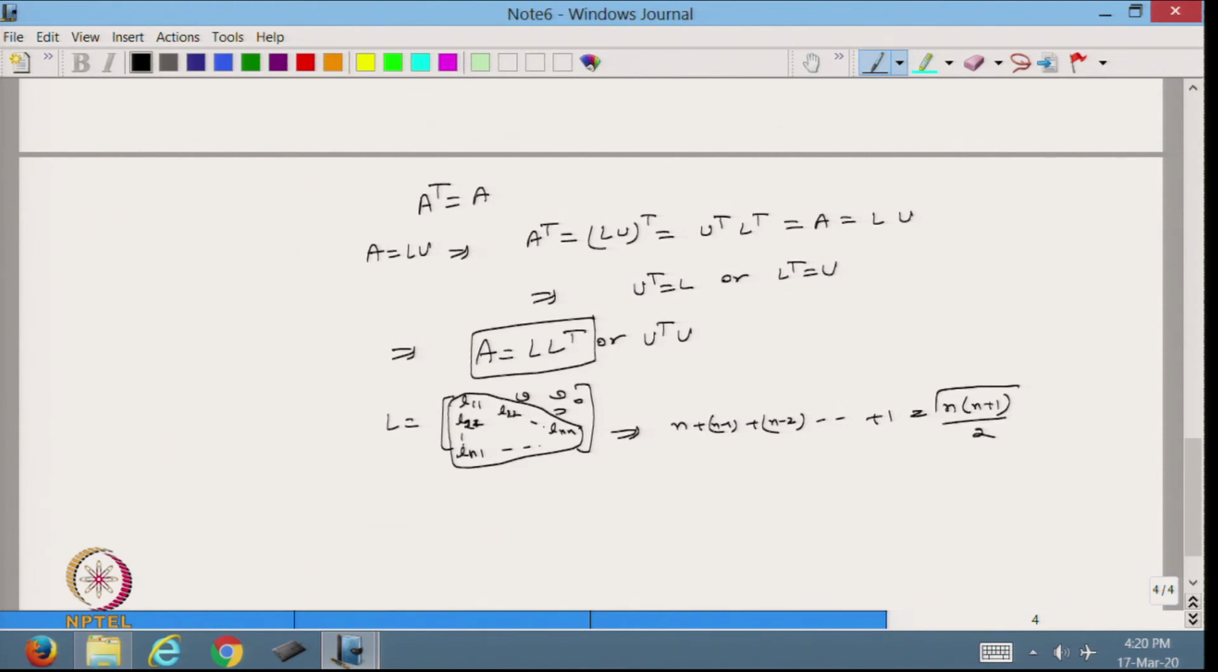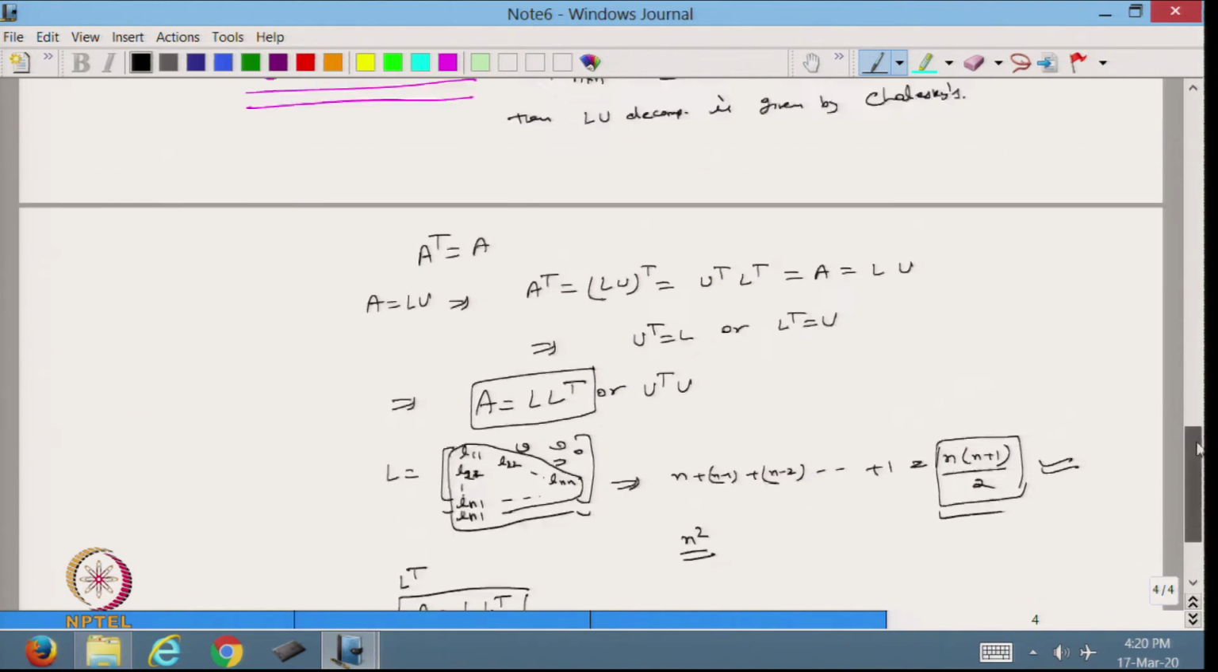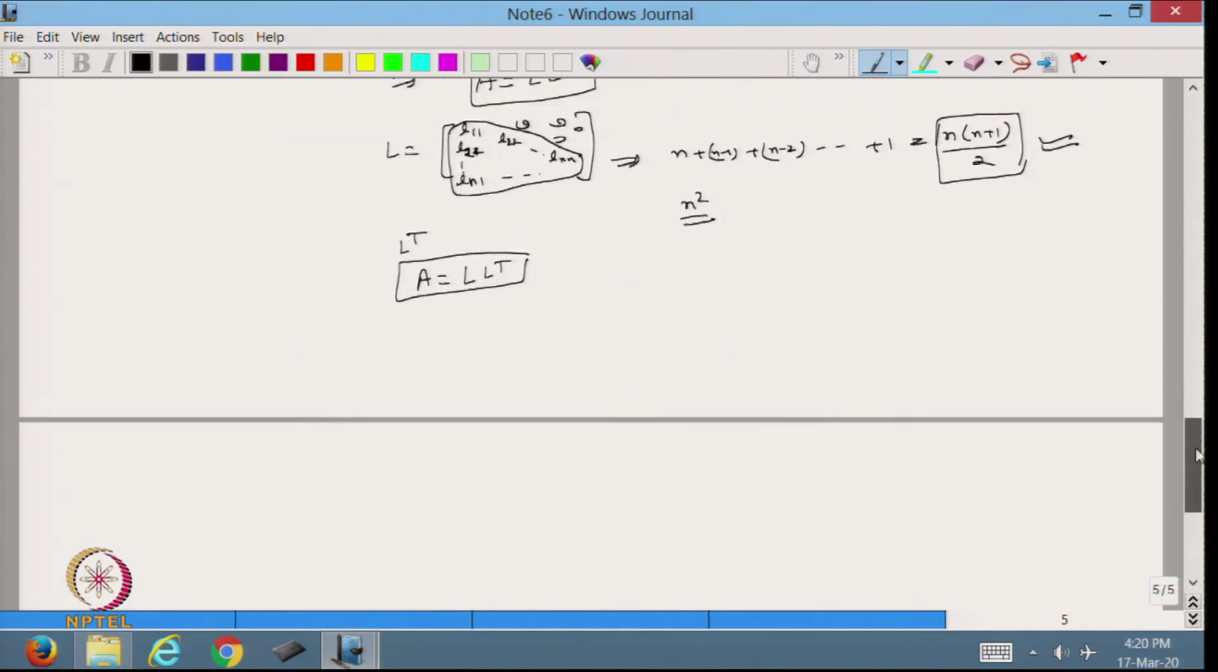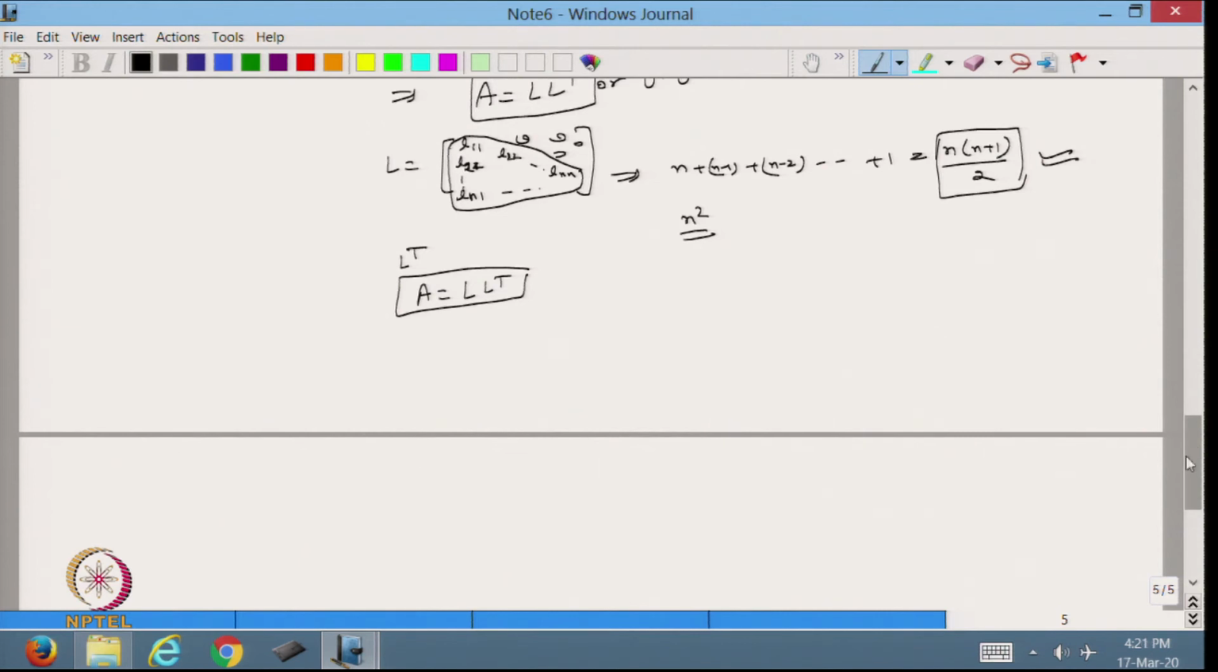So, now I have to find n into (n plus 1) by 2 elements from this, because in the matrix we have n square elements. So, instead of n square elements we need to find only these elements. Based on this L, I can find my L transpose, and then I reduce my A into the L L transpose notation. This method is only for the symmetric and positive definite matrix. So, let us have some discussion about positive definite and symmetric matrices.